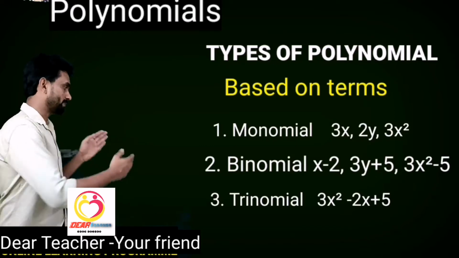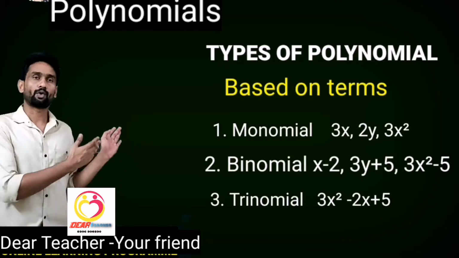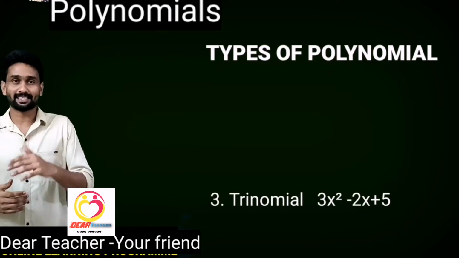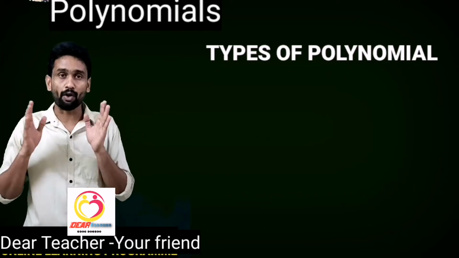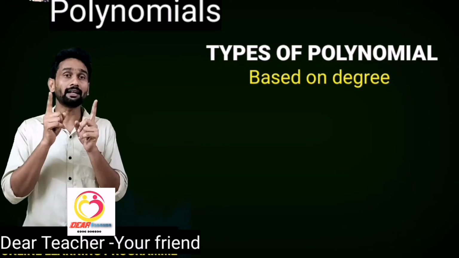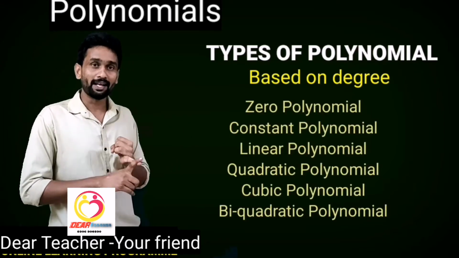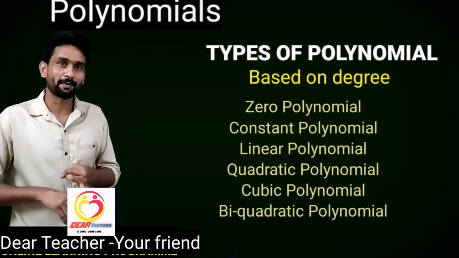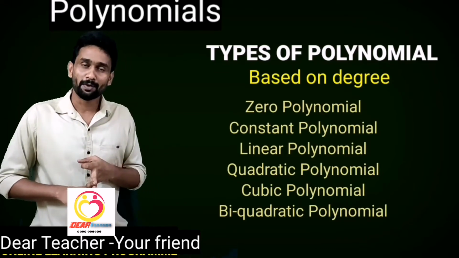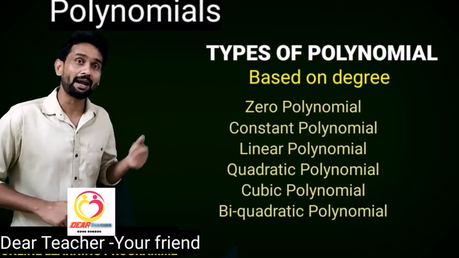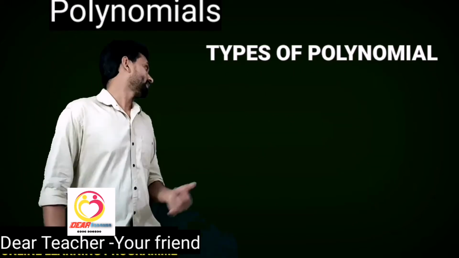Trinomial, 3 terms. Some examples are monomial, binomial, and trinomial. Next, we can categorize polynomials by their degree. Look at this: zero polynomial, constant polynomial, linear polynomial, quadratic polynomial, cubic polynomial, and biquadratic polynomial.